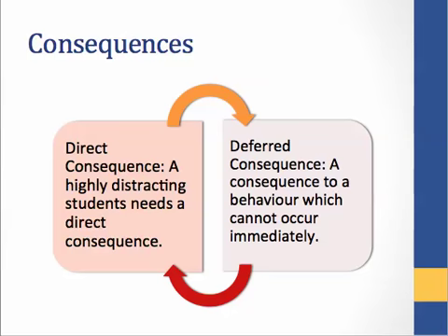Now, there needs to be consequences to disruptive behaviour, but we might have direct consequences or we might use deferred consequences. Either way, though, it's very important that we follow up on these consequences to show that there is a direct link between behaviour and the consequence for that behaviour. So a direct consequence is if a highly distracting student needs to be refocused in the moment, and that would require a direct consequence.